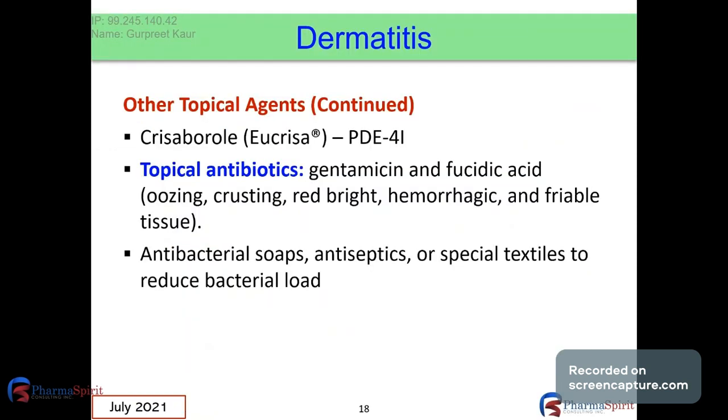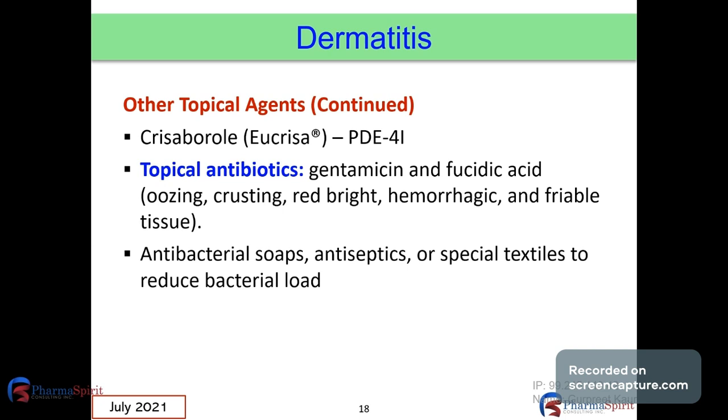Other topical agents include crisaborole. Crisaborole is a phosphodiesterase type 4 inhibitor, which exerts an anti-inflammatory effect, and it's used in patients who are more than 2 years of age with mild to moderate dermatitis, and it's applied on all body areas except mucous membranes, and it's typically used twice daily.